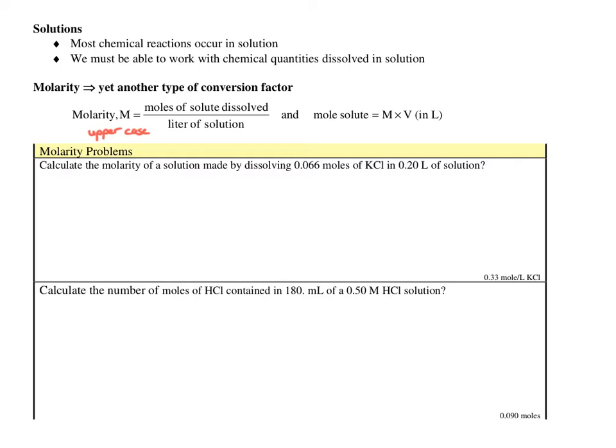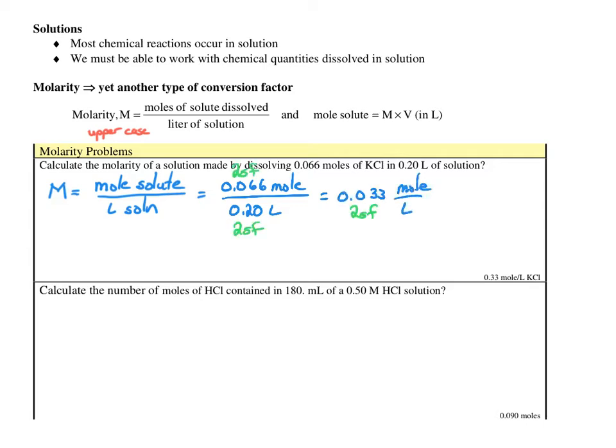Let's work through some simple problems involving molarity. In this first problem, we're asked to calculate molarity. Let's first remind ourselves that molarity is the moles of solute per liter of solution. In this problem, we're given directly the number of moles and liters, so we just divide it out. Each of these numbers has 2 sig figs, so we should have 2 sig figs in our final answer.